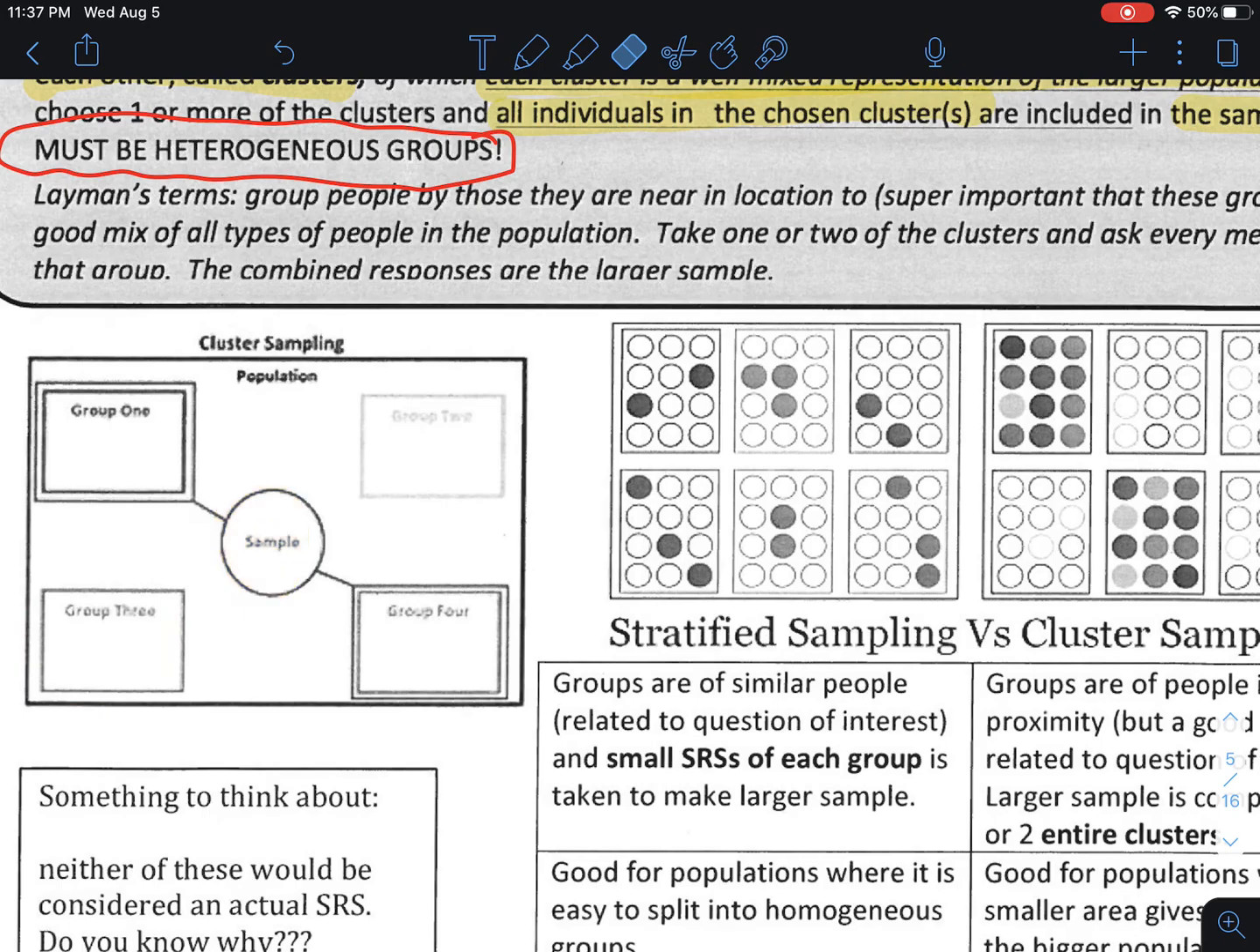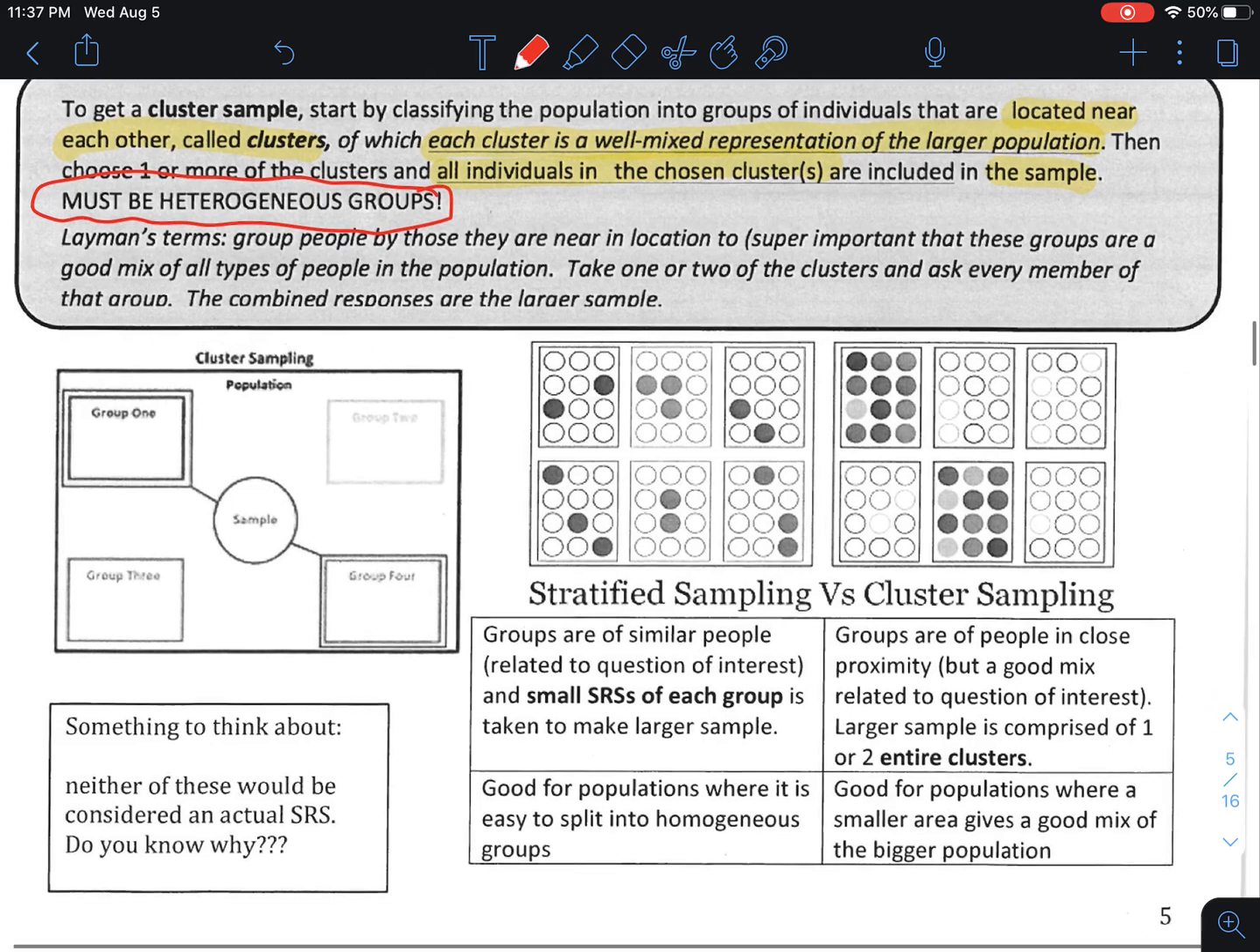Okay? Now, SRS is great. Cluster is great. Stratified is great. The problem is going to be, what do you use when? It might not be easy to do an SRS in Elk Grove High School building, because you're going to have to track down all these kids, and some might be in the gym, and some might be in the math hallway. But a cluster might be easy if you have a good mix, because then you could just go to our hallway and ask everybody, and it takes 5 minutes. Okay? It just depends.